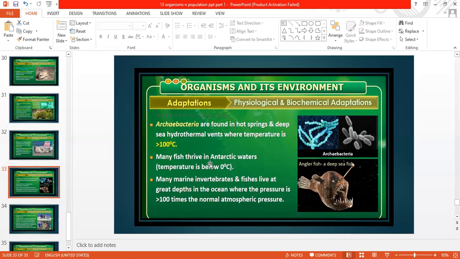Then there are some fish that thrive in Antarctica water, where the temperature is much below 0 degrees Celsius. And they also have two types of mechanism. One is freeze tolerance, where the extracellular space, that is the space between the cells, contains ice nucleating proteins that form ice, and a small amount of water is withdrawn from the cell, and thus cells have high solute concentration that protects them from freezing.